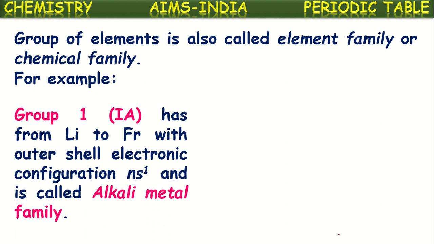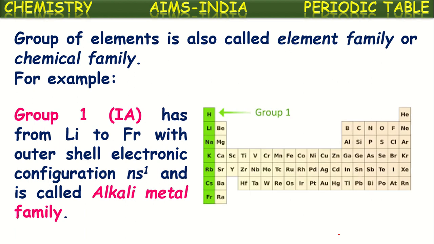For example, group 1, that is the first group, the first column in the modern periodic table. These elements have the general outer shell electronic configuration ns1. Except hydrogen, the remaining are all metals, highly reactive metals, isn't it? Lithium, sodium, potassium, rubidium, cesium, francium. These are all highly reactive metals, and these metals form alkalis. What are alkalis here? The bases which are soluble in water are called alkalis. Now, these 1A group elements except hydrogen form alkalis.